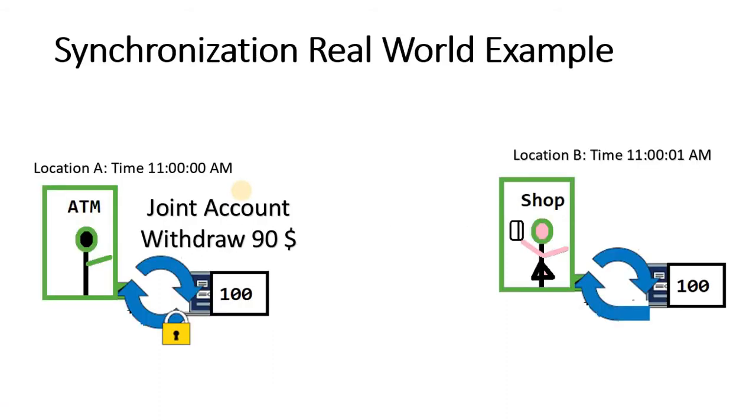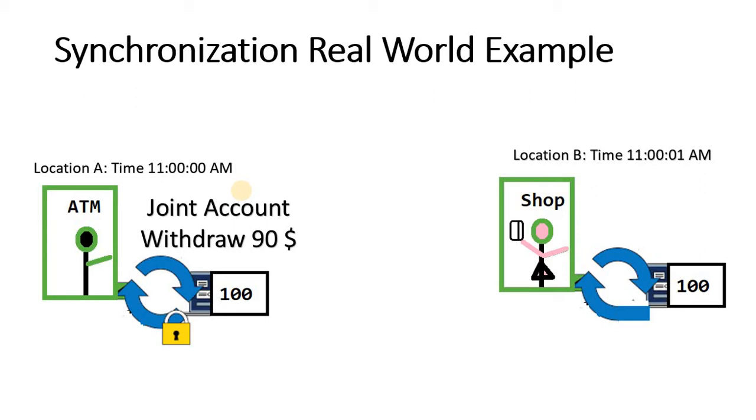Suppose a husband and wife have a joint account. Assume that both are present at different locations, location A and location B. One is using an ATM, another is in a shop. So the husband is trying to withdraw from the joint account at 11 o'clock 00 seconds.